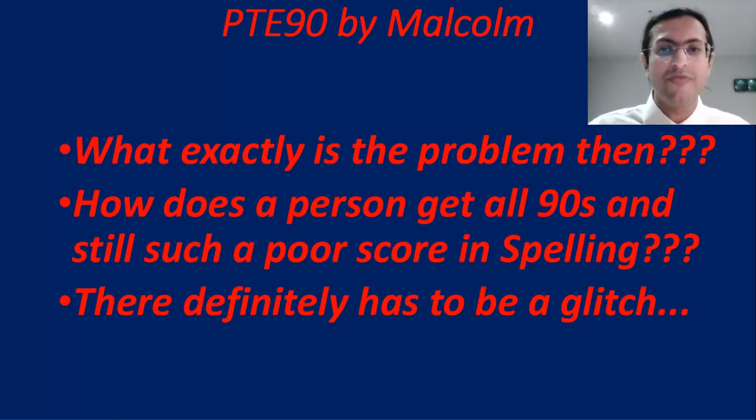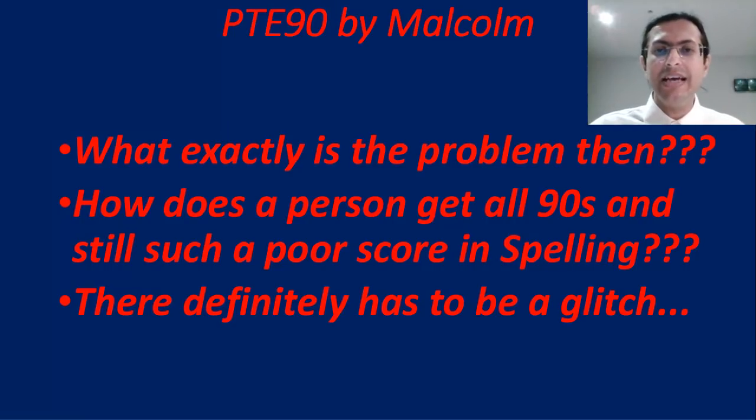because definitely there is a problem for us, the test takers, to understand what exactly Pearson is doing with the scoring. And the thing is, how does a person get all 90s and still such a poor score in spelling? So there definitely has to be some glitch, some technical issue with the software. Let's just call it a glitch.